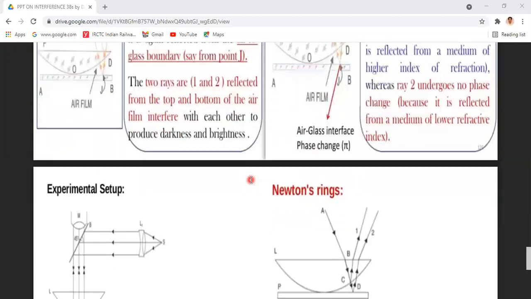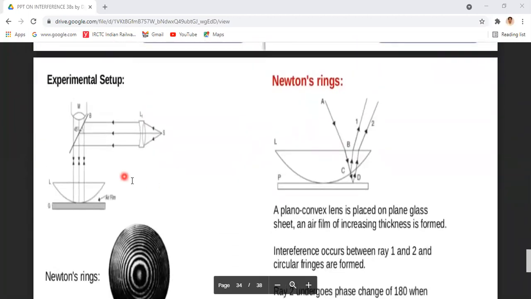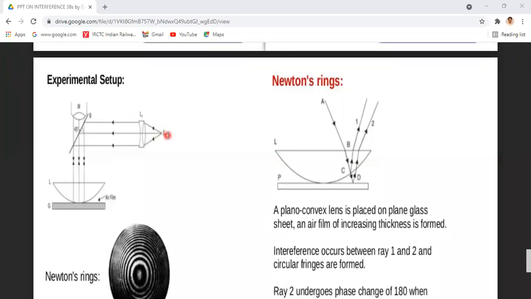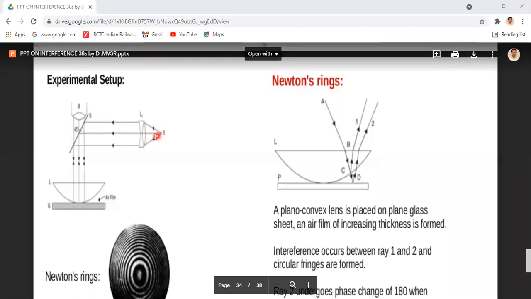Phase change pi. Coming to the experimental setup, we will also observe this in our physics lab. This is the sodium vapor lamp, which is approximately taken as a monochromatic light. It emits light energy, which is incident on a glass plate inclined at 45 degrees. Above this glass plate there is a microscope, a traveling microscope, through which we observe the formation of these Newton's rings.